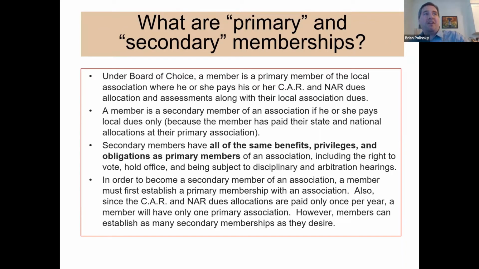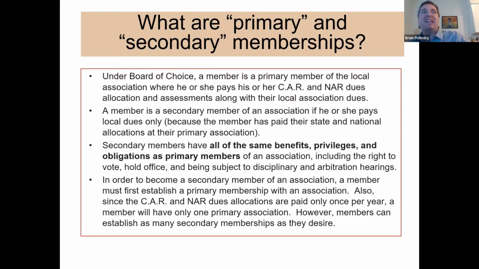This is another very key question. Primary and secondary memberships, what are they? Under board of choice policy, a member is a primary member of the local association where he or she pays his or her C.A.R. and N.A.R. dues allocation and assessments, along with their local association dues. The first local association that someone joins will usually be their primary association.